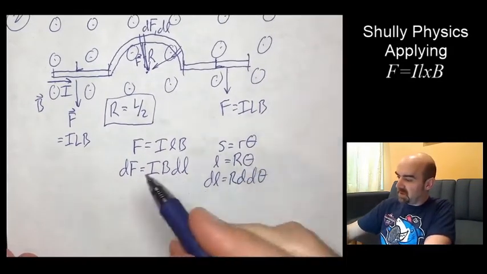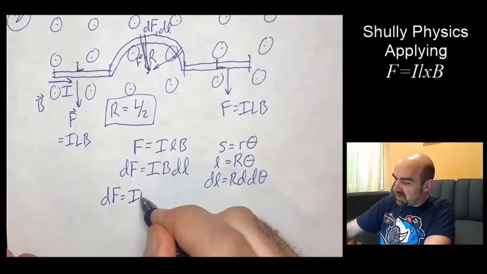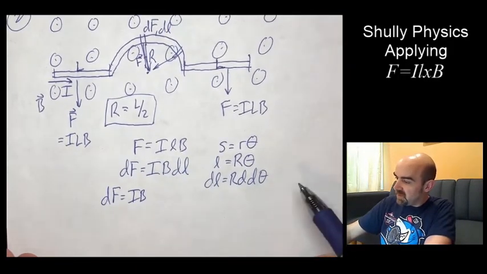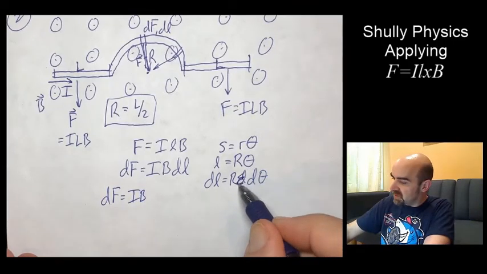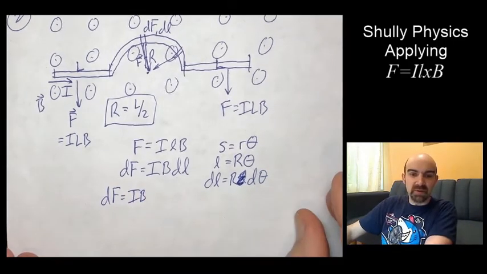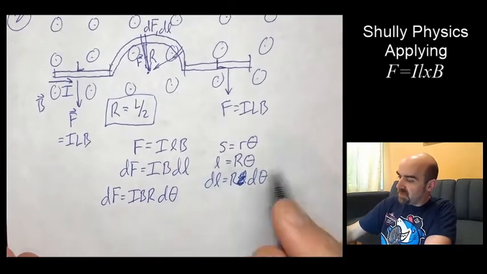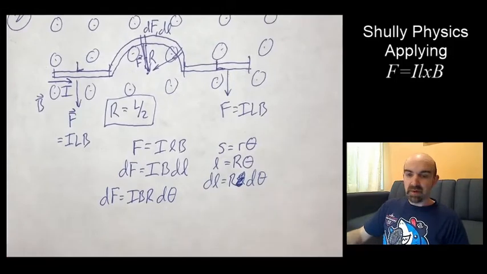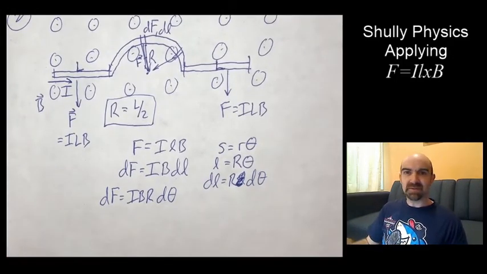All right, so rewriting this, dF equals IB R. Looks like I have a little extra d in there. So R d theta. Okay. Now we can't integrate just yet because the direction of this force is changing. It has x components and y components.